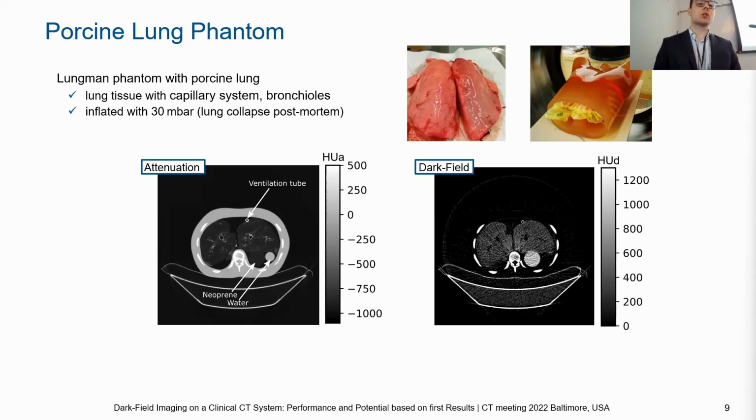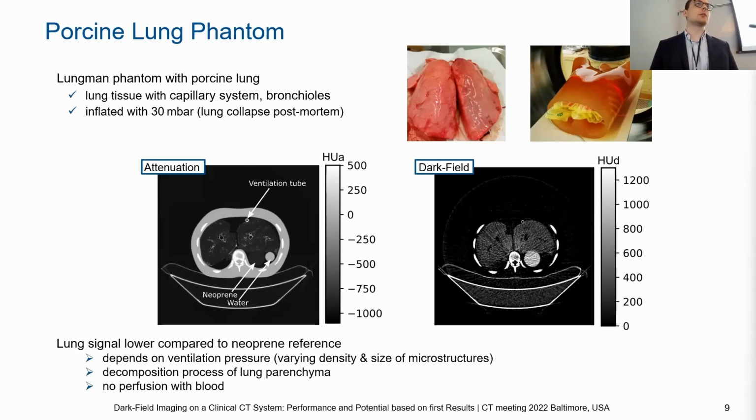And here I should mention that the signal from the lung is a bit lower than from our reference neoprene cylinder. However, one should keep in mind that, of course, the signal we measure from such a biological sample also depends on the overall decomposition process of the sample, the fact that this lung is not perfused with blood anymore, and of course, also on the overall ventilation process that we applied. So this dead pig lung is probably not a one-to-one reference of a healthy living pig lung or lung of a human.